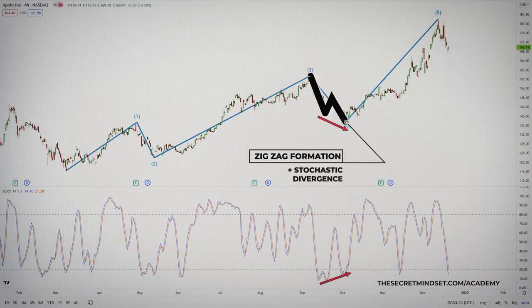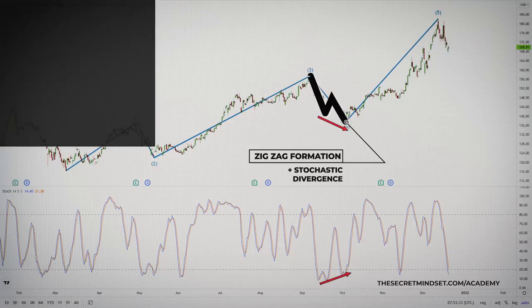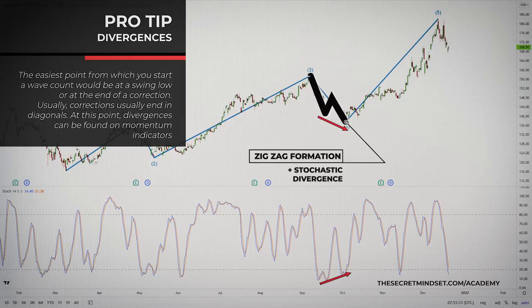Oscillator indicators are the best tools to spot a divergence. I personally prefer to add the stochastic or the MACD histogram when I'm counting waves. Now, the easiest point from which you start a wave count would be at a swing low or at the end of a correction. As a clue, corrections usually end in diagonals. At this point, divergences can be found on a momentum indicator, just like in this example.